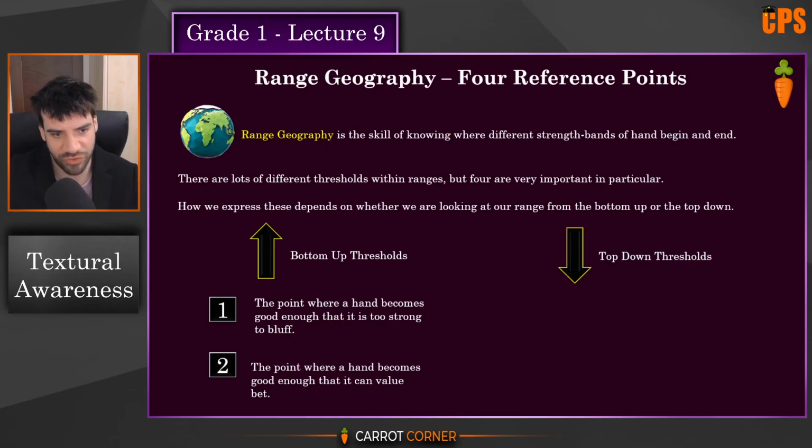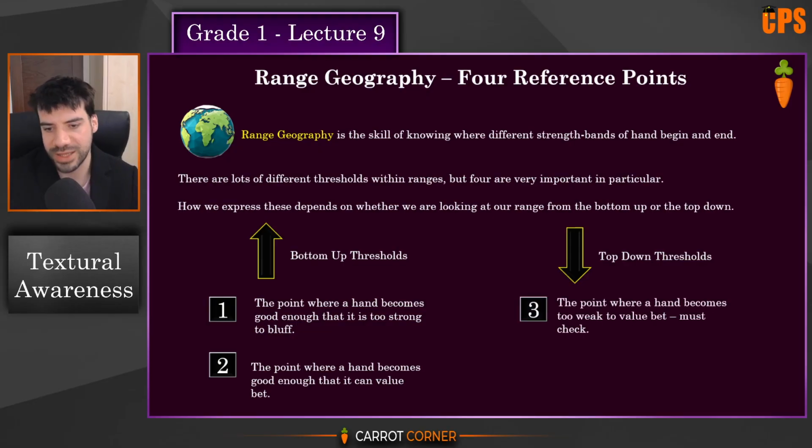So texture is actually really relevant when you're defining where these thresholds are. Top-down thresholds are sort of the inverse of these bottom-up thresholds. They're just the point slightly after it or slightly before it, depending on which direction you're scanning from. For instance, threshold 3 here is a top-down threshold, and this is the point where a hand becomes too weak to value bet and must check.